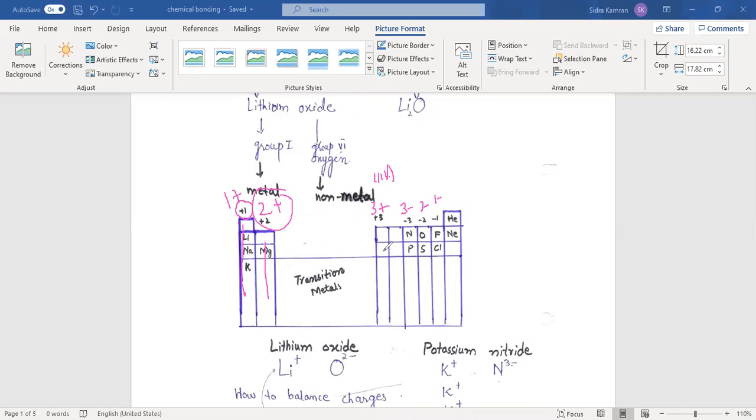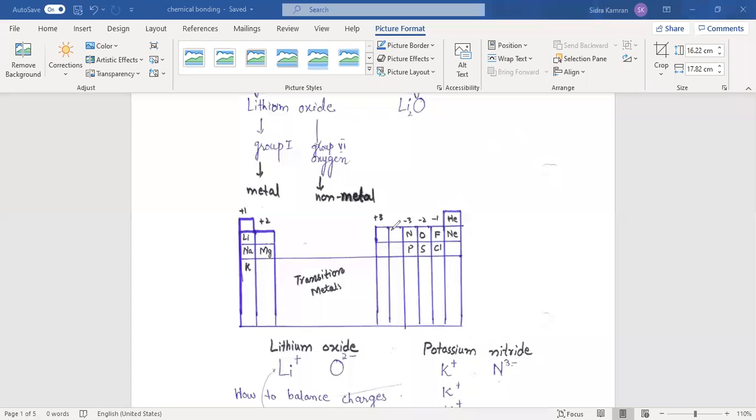Aluminium is a metal. Here aluminium takes the position below the boron. Here boron, here carbon, below the boron, and this is a zigzag structure. So aluminium comes in the metals. This whole portion is for metals and this whole portion is for non-metals.